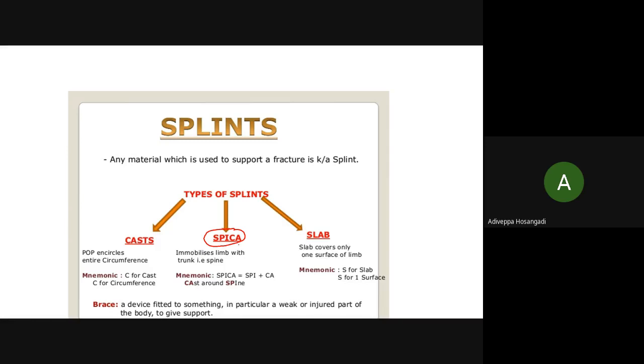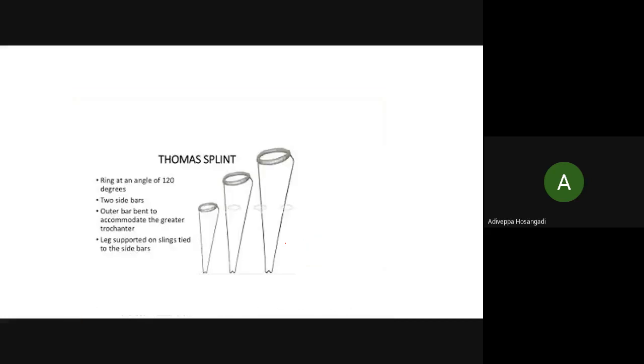So spica, one more important thing to remember about spica: whenever you immobilize the upper limb with the trunk or thoracic spine chest, or if you immobilize the lower limb with the abdomen, then it is called spica. So C for cast, S for spine. This is only a mnemonic; it doesn't actually mean what spica is. Spica is to remember you are incorporating part of the body also to immobilize the limb, either upper or lower limb.